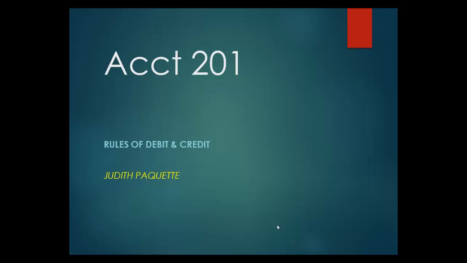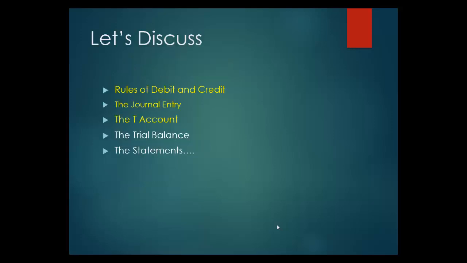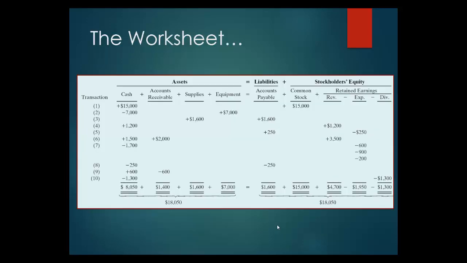This short video is about the rules of debit and credit. We are going to talk about the rules of debit and credit, how to make a journal entry, how to post to T accounts. And those are in order. So subsequent topics will be posting those T accounts to a trial balance and then creating the three financial statements. As you know, there's four financial statements, but in Accounting 201 we focus on the three: income statement, retained earnings, and balance sheet.